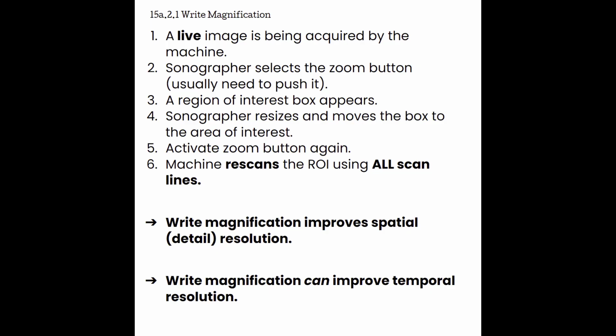The other interesting thing about right zoom is that if your region of interest box is placed a little bit more shallow than the max depth of the image, when the machine rescans your region of interest area, it's only going to send pulses down to the bottom of where your box is. So instead of sending pulses all the way down to the max imaging depth, it's only going to send them down to the area that your region of interest box is. If that happens to be more shallow, that means there's going to be a quote-unquote new max depth compared to the unzoomed image. Therefore, right magnification can improve temporal resolution if your region of interest is more shallow than the bottom of your picture.